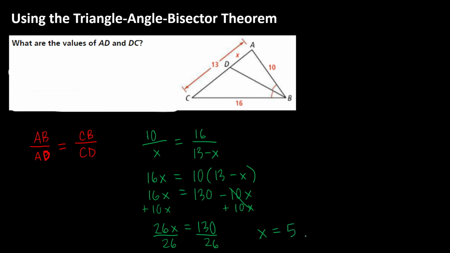So X equals 5. But we were asked for the values of AD and DC. So if X equals 5, then AD is going to equal 5, because AD is X. DC, or CD, is 13 minus X. So it would be 13 minus 5, which is 8. So that means the sum of those sides adds up to 13. Our work works out.